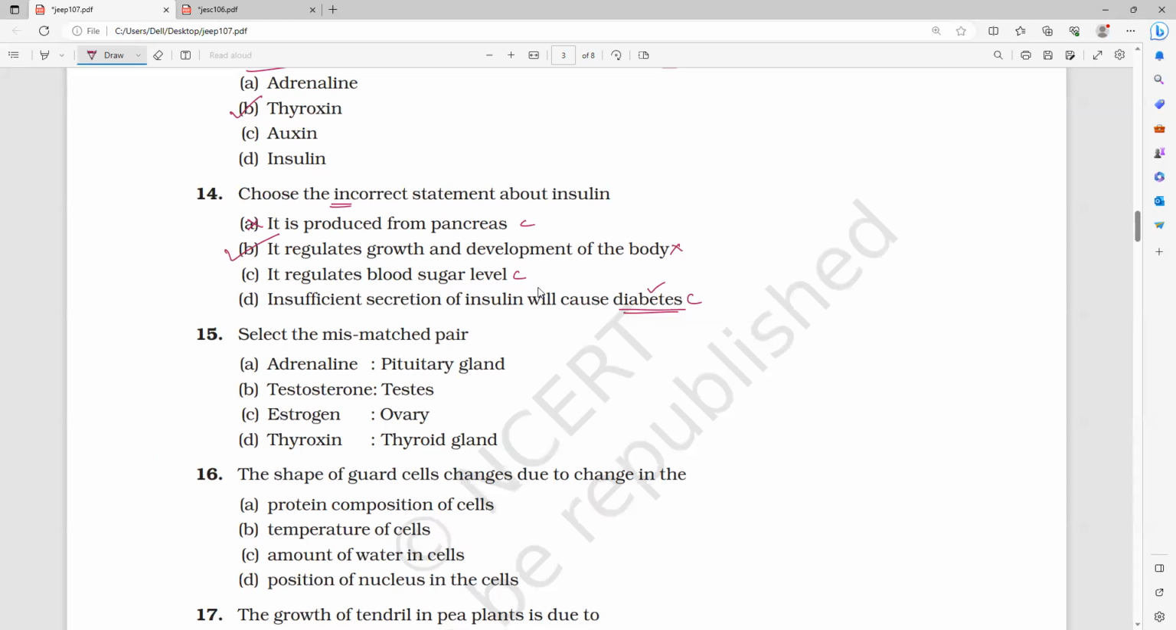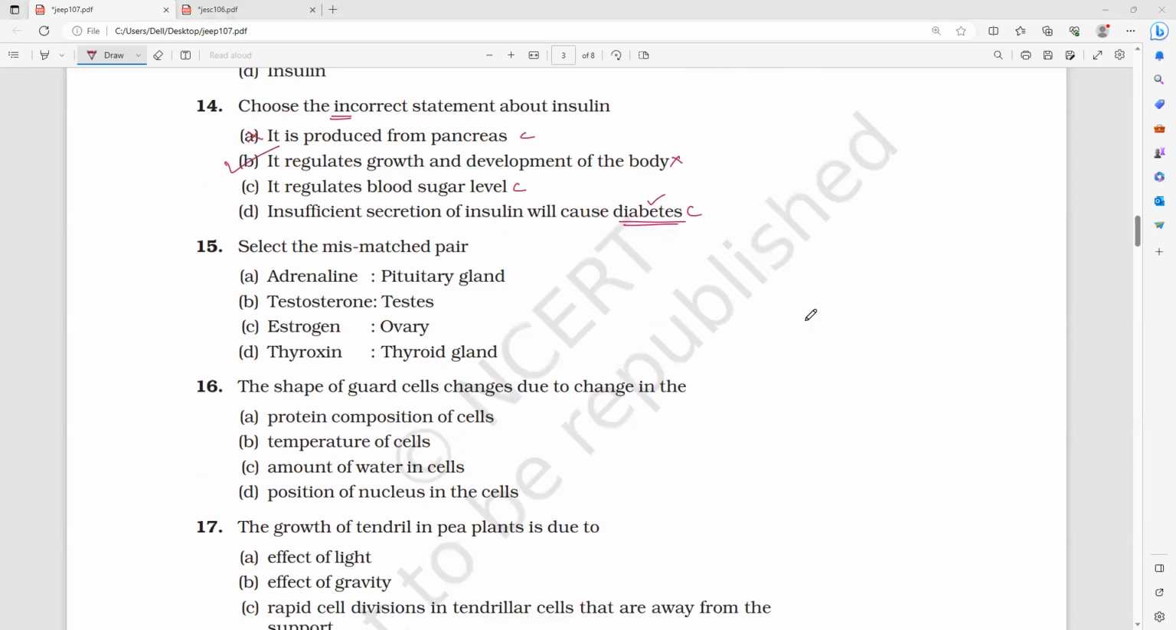Next, select the mismatch. Do it fast. Adrenaline. Option A, adrenaline, pituitary. Testosterone, testis; estrogen, ovaries; thyroxine, thyroid gland. But adrenaline is secreted by whom? Adrenal glands. Where? On the top of the kidneys, above the kidney like a cap. How many pairs do we have? One pair. So this is the mismatch. Please find it.